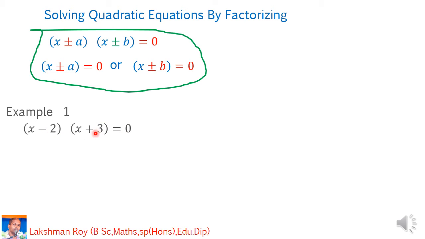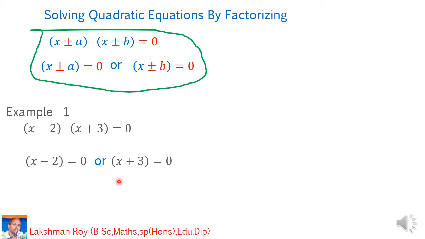So you can see here this is a quadratic equation, right? This quadratic equation is given using factors. Now here are two factors, and their product equals 0. That means x minus 2 should be equal to 0 or x plus 3 equal to 0, right? This is the result we get from earlier, right?